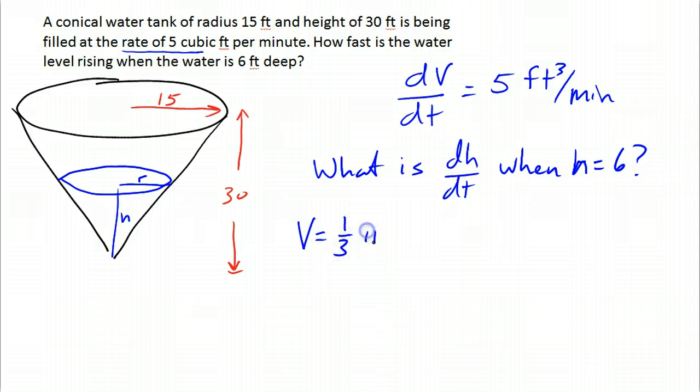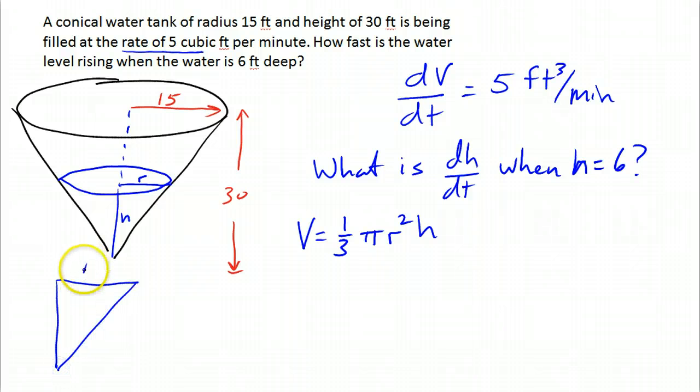Okay, well, the volume of a cone is 1/3 pi r squared h. And we've got a little bit of a problem here because we don't have anything in terms of the rate of change of r. But check this out. If I do this, I have created two similar triangles. The big one is 15 by 30. The little one is r by h. So I can set up a ratio.